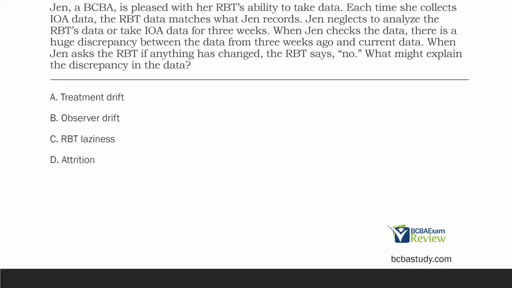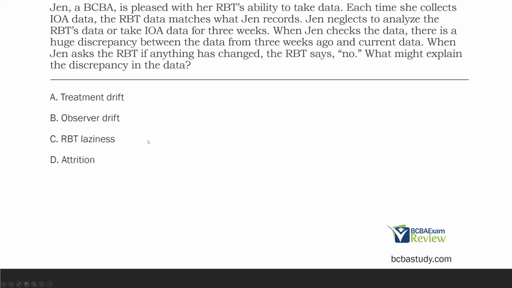Again, though, attrition, if you're not familiar with your terms and definitions, might look promising, which again is why you need to be familiar with your terms and definitions. So we eliminate C and D. That leaves us with A and B. What is the difference between treatment drift and observer drift? Well, the primary difference, in my opinion, and how I think you should think about it, is when you're dealing with treatment drift, you're dealing with the intervention, okay? What are you implementing? When you're dealing with observer drift, you're dealing with data, okay?